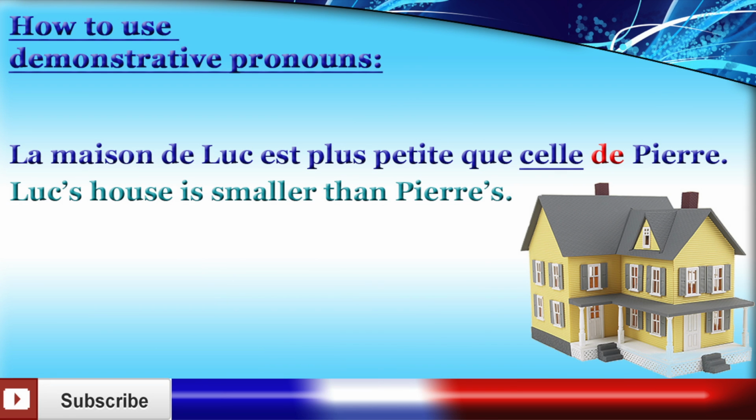La maison de Luc est plus petite que celle de Pierre. Luke's house is smaller than Pierre's. This sentence would literally translate to the house of Luke is more small than the one of Pierre.